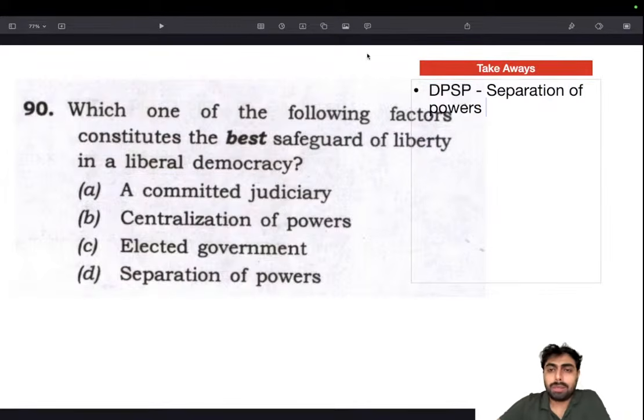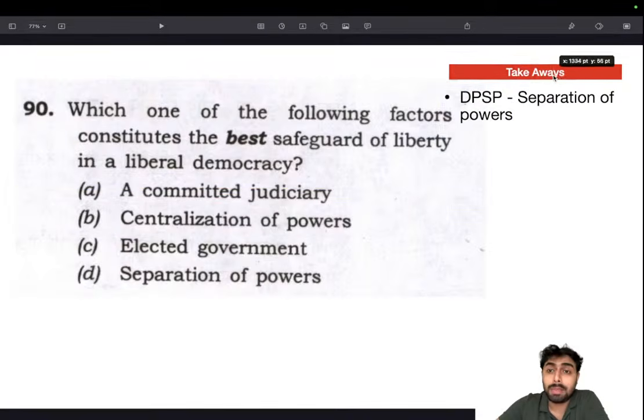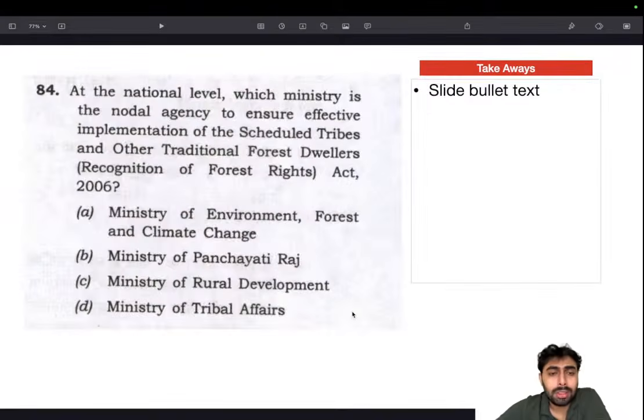So be aware of that. It is explicitly mentioned in DPSP, and the same question has been asked in the past also. I don't remember exactly, the Article 50, I guess. So that's it. Then moving on, next question.